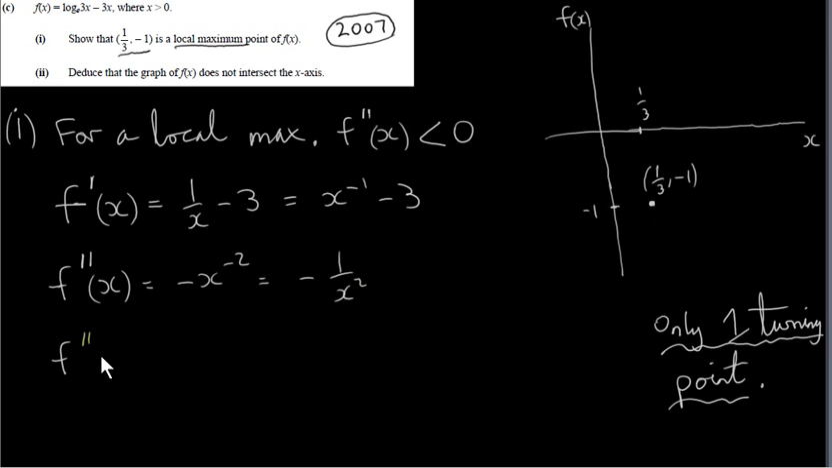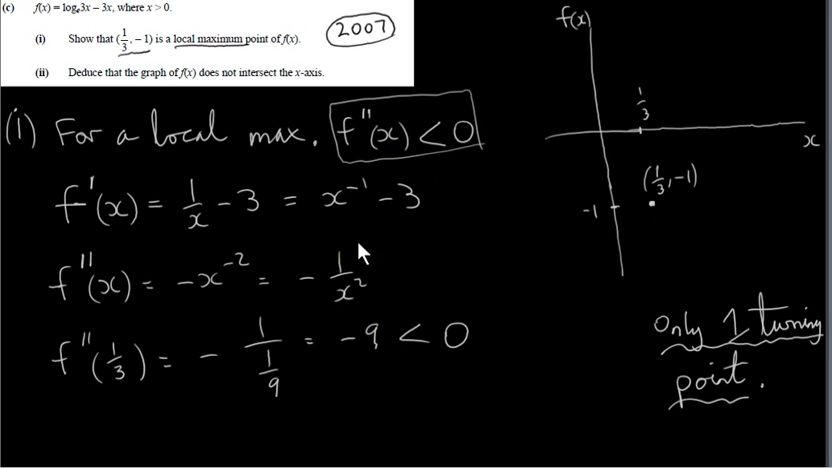And if we get the second derivative at x equals 1/3, we get minus 1 over (1/3) squared. Well, 1/3 squared is 1/9, and this is minus 9. Well, the value doesn't matter. What matters is that it's negative. Because the second derivative is negative, it means that (1/3, -1) is a local maximum.